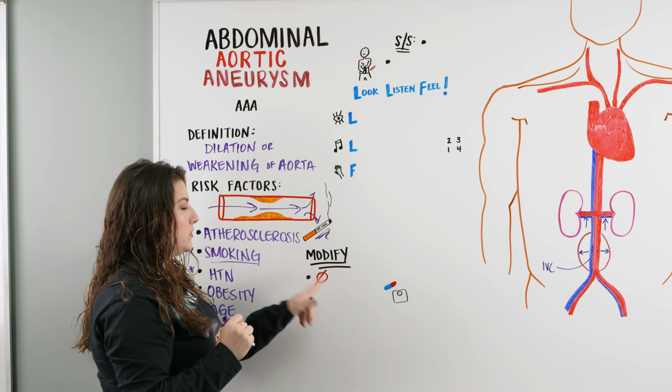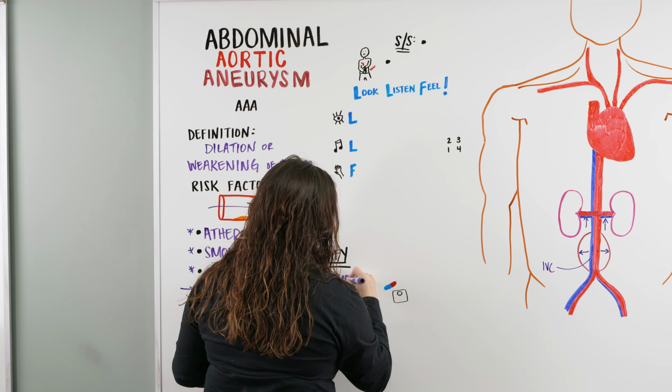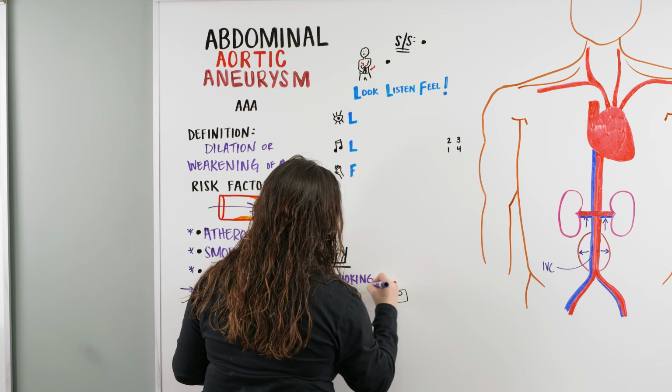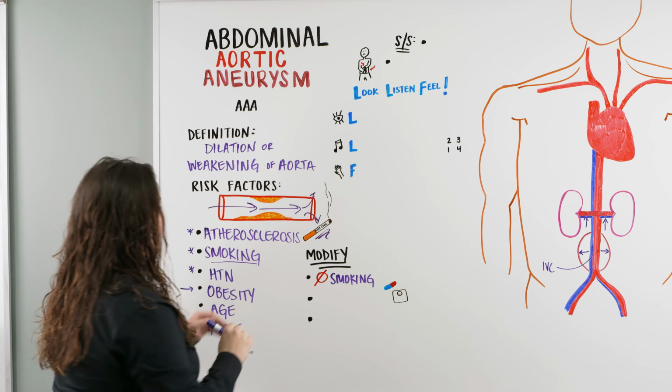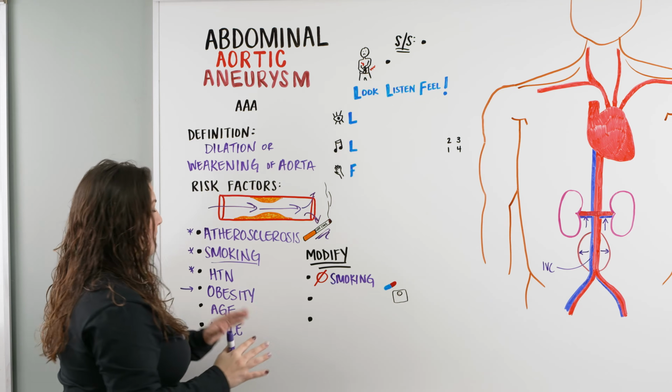So let's talk about that. What's the first thing that we can do? We can stop smoking, right? If we stop smoking, we can hopefully decrease our blood pressure, we can decrease our risk of atherosclerosis. But if we can't, what are some other things that we can possibly do?